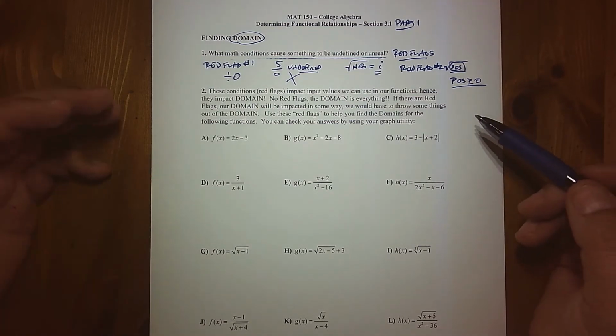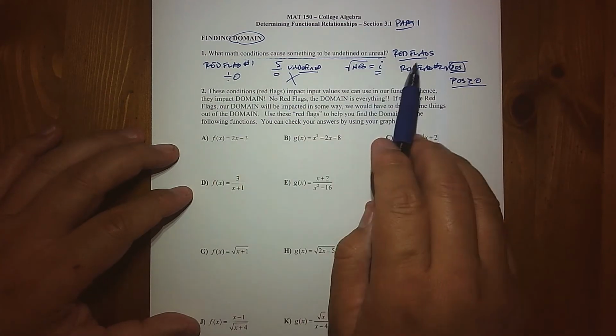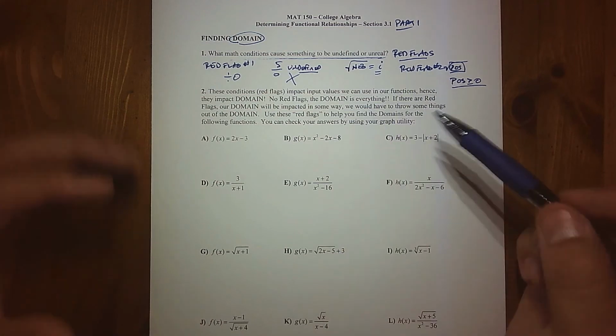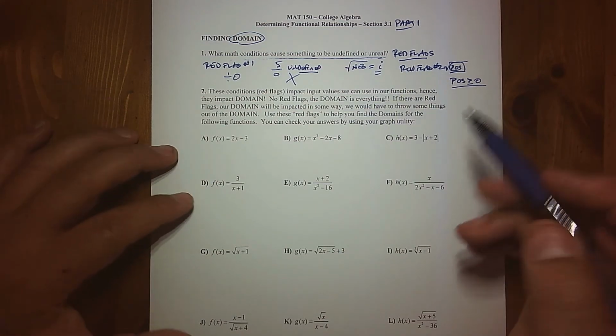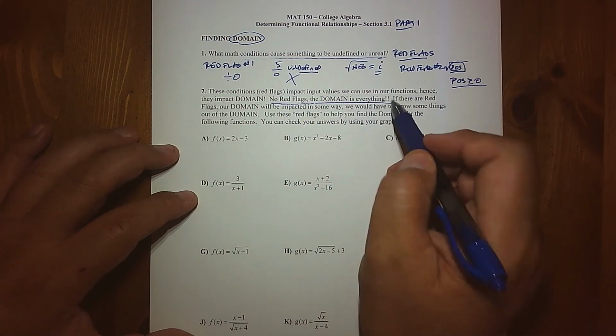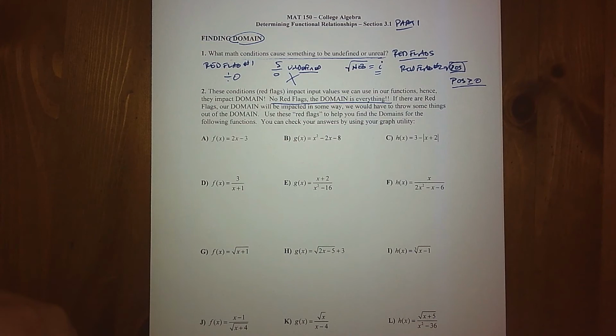Okay, and so those are basically the things that we're going to be looking for. And the cool thing about it is if your function doesn't have red flag number 1 or red flag number 2, you can automatically assume that your domain's everything. All right, no red flags, right? The domain is everything. If you have red flags, you have to account for it, and I'll show you how we're going to do that. So that is basically how we find domain without a graph or a pretty picture, without our graphing calculators for that matter.